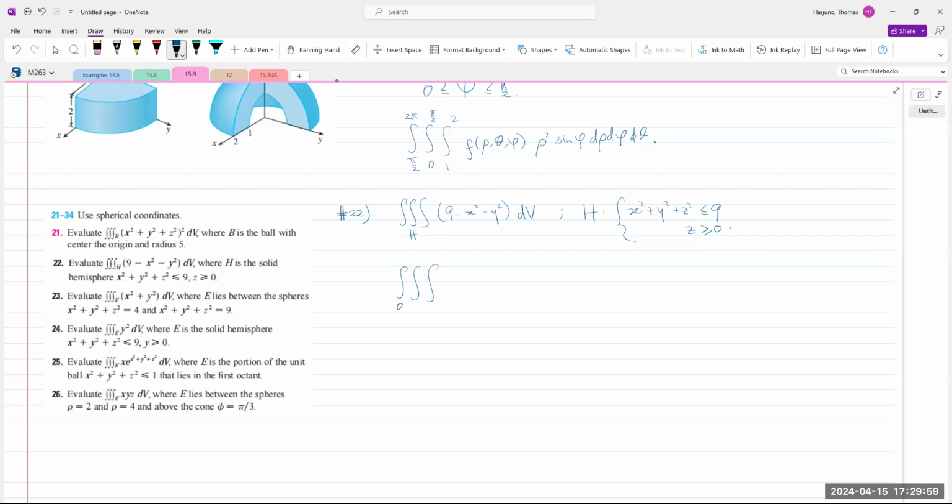So 0 to 2 pi, that's for theta. The r will be from 0 to 3. The z will be from 0 to the square root of 9 minus r squared. And then this is 9 minus r squared, times r, dz dr d theta. I think it's easier to do it that way. But this is a cylindrical integral, right? Cylindrical integration.